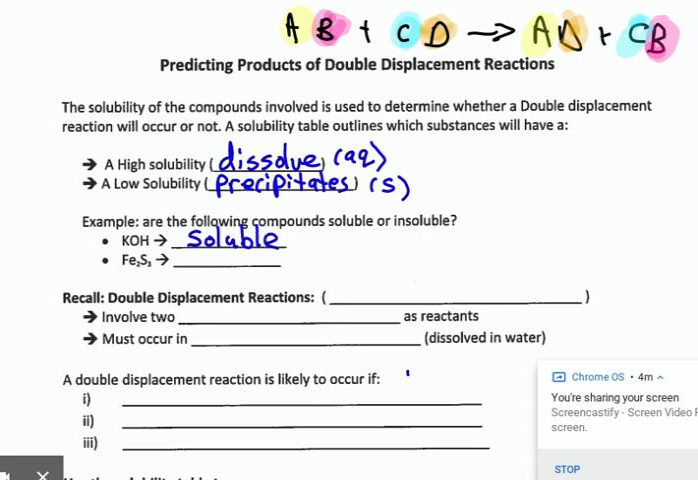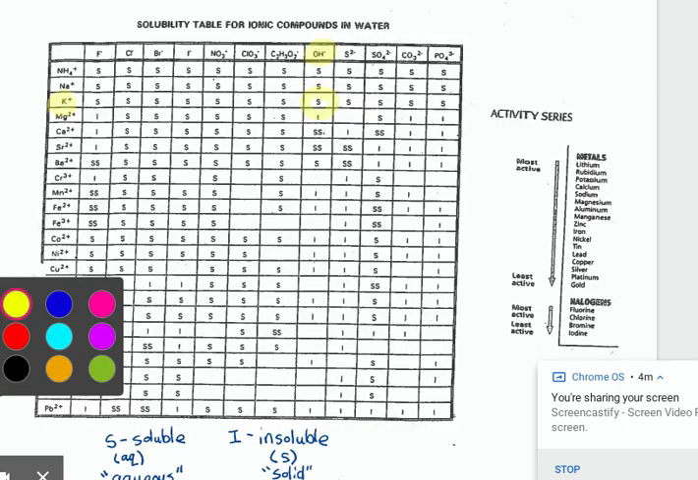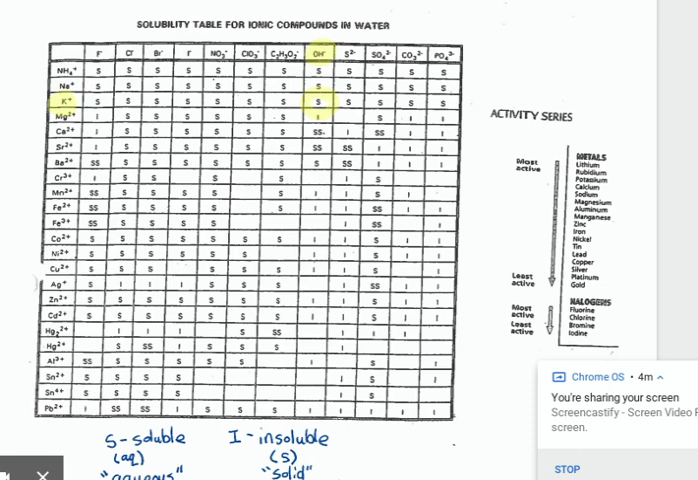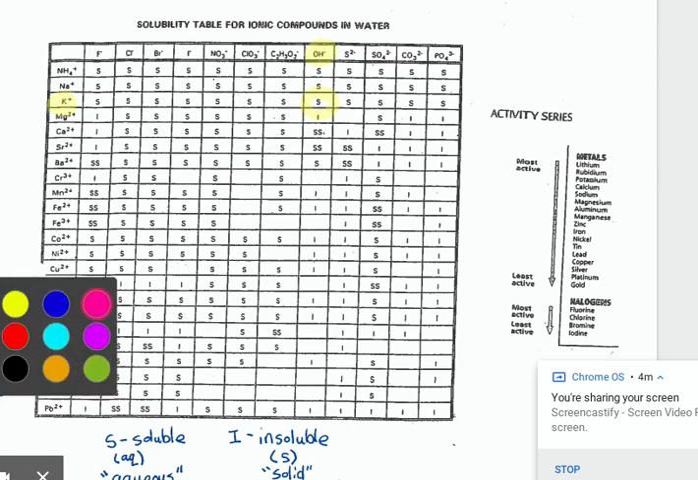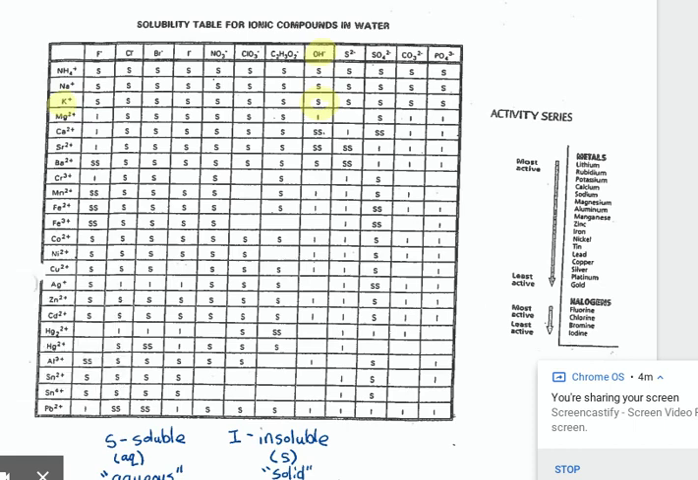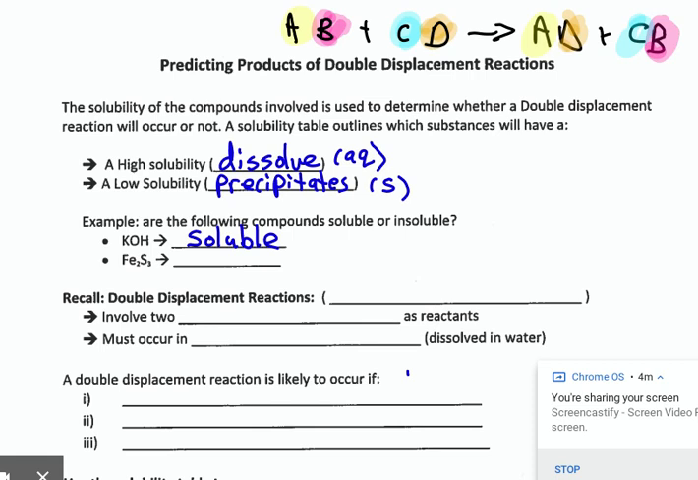And then our next substance is iron 3 sulfide. We're going to find iron 3, which is right here, and sulfide, which is right here. Where they meet is an I. And so our I means insoluble. And insoluble really means that it forms a precipitate or it forms a solid.